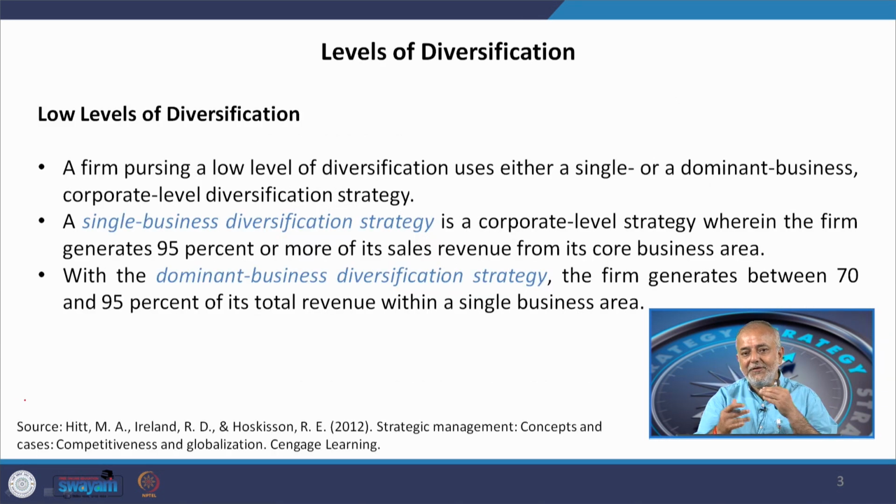Let us slightly reiterate this and build upon the story today in this session. Low levels of diversification, as we were trying to analyze, is wherein a firm pursuing a low level diversification uses either a single or a dominant business corporate level diversification strategy. Mark these things. It may sound slightly paradoxical when you say single or dominant business corporate level diversification strategy. What does that mean?